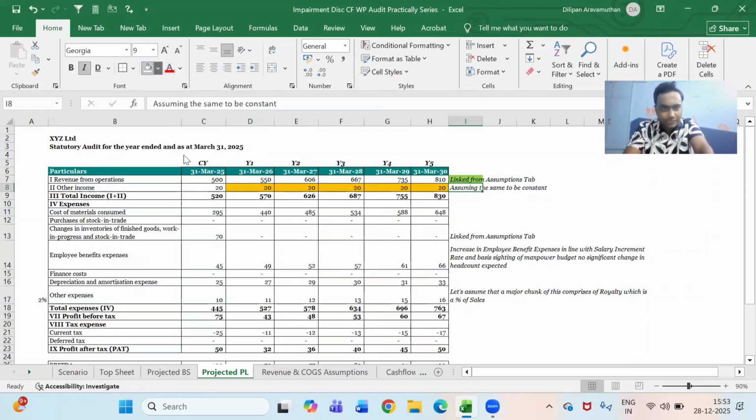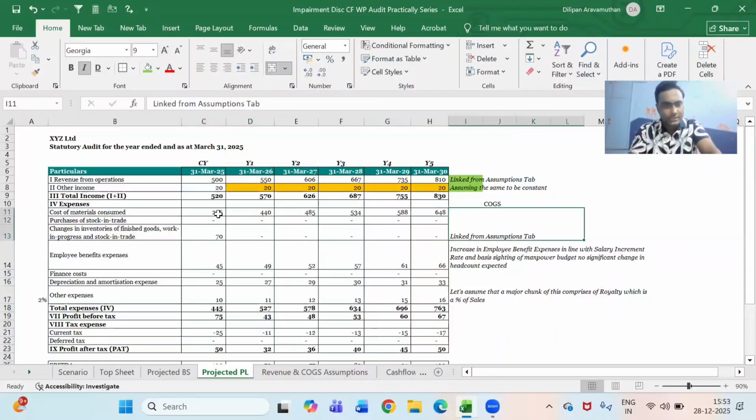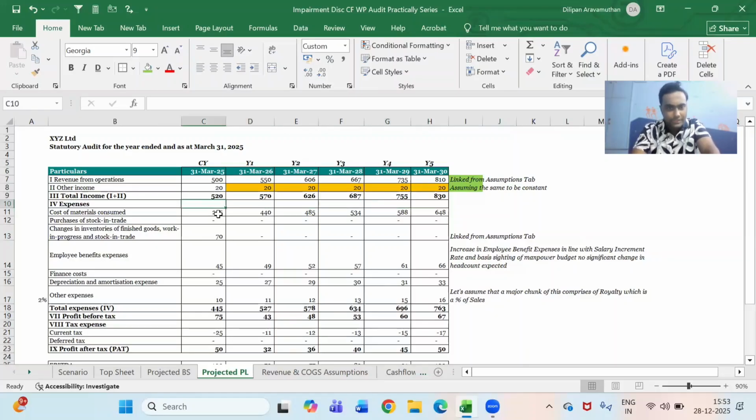I hope that is clear. Now let's have a look at cost of goods sold, guys. Cost of goods sold, if you see, is the sum total of these three items: cost of materials consumed, purchases of stock in trade, and changes in inventory of finished goods, work in progress, and stock in trade. I hope that is clear, guys. So basically what is happening is, if you see the cost of goods sold for financial year 24-25, it is 365 crores. I hope that is clear.